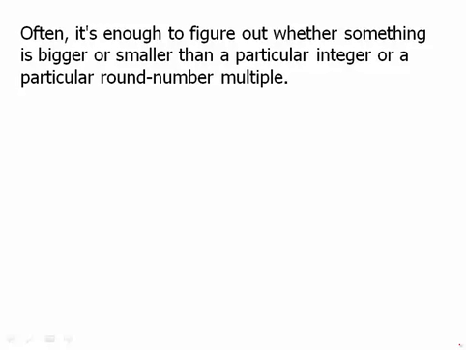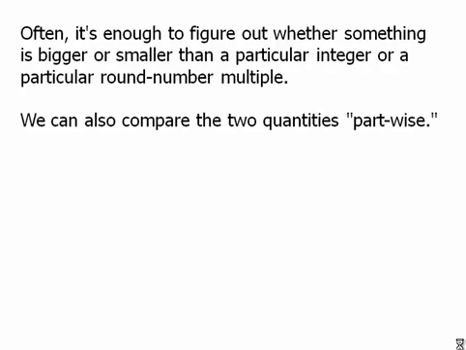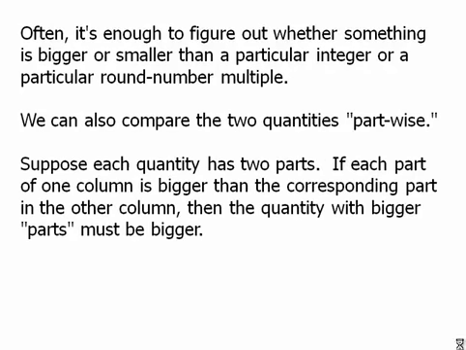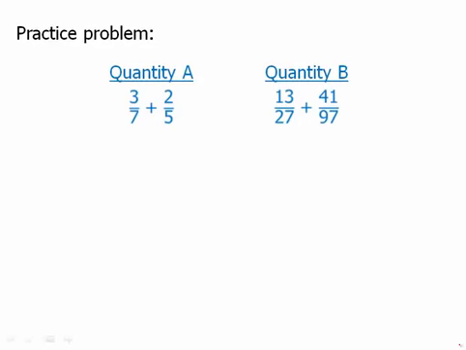Often it's enough to figure out whether something is bigger or smaller than a particular integer or a particular round number multiple. We can also compare two quantities part-wise. Suppose each quantity has 2 parts, 2 things added together. If each part of one column is bigger than the corresponding part of the other column, then the quantity with the bigger parts must be bigger. With that in mind, think about this question. Pause the video and then we'll talk about this.